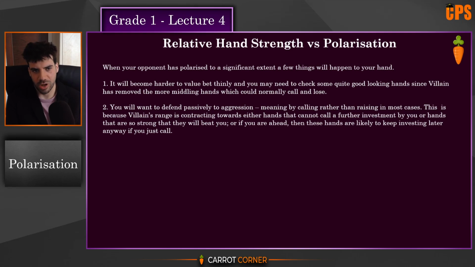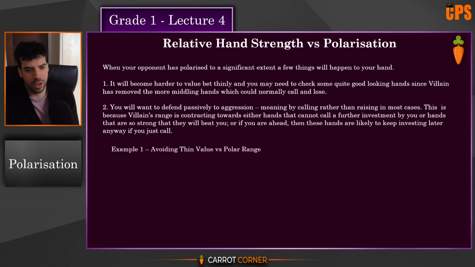Unless there's other things going on, like denying a lot of equity to other parts of his range or something. But generally, if you are ahead, then these really strong hands are likely to keep investing later anyway if you just call, and so too will some of the bluffs. The bluffs, meanwhile, will not be inclined to invest against a raise by you. So against polarized strategies, you want to decrease your raise frequency and generally just react by calling.